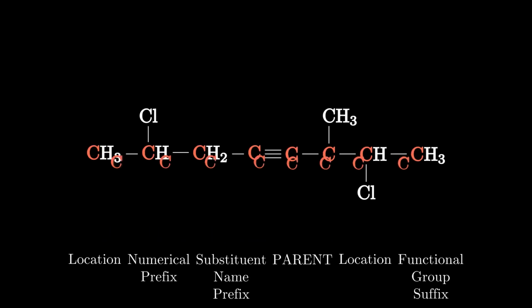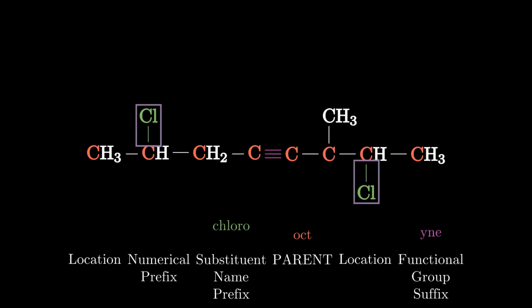The 8-carbon parent of this molecule is oct, and our triple bond ine is in the middle. We can easily identify the 2 chlorine substituents on this molecule, so of course we will need to use the numerical prefix di, as well as the methyl group.